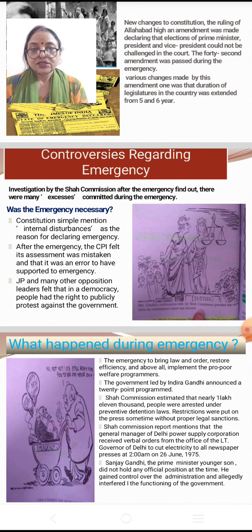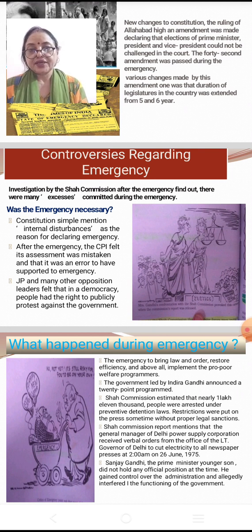Actually, the constitution simply mentions internal disturbances as the reason for declaring an emergency. There were internal disturbances, and they were creating problems in implementing the directive principles. That's why we declared the emergency. These movements were becoming a barrier.